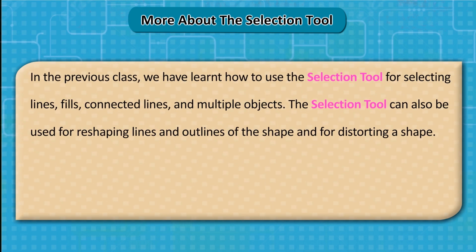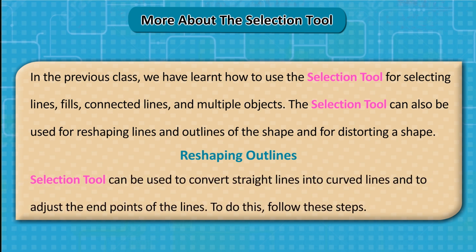More about the selection tool. In the previous class, we learned how to use the selection tool for selecting lines, fills, connected lines, and multiple objects. The selection tool can also be used for reshaping lines and outlines of the shape and for distorting a shape. Reshaping outlines. The selection tool can be used to convert straight lines into curved lines and to adjust the endpoints of the lines. To do this, follow these steps.